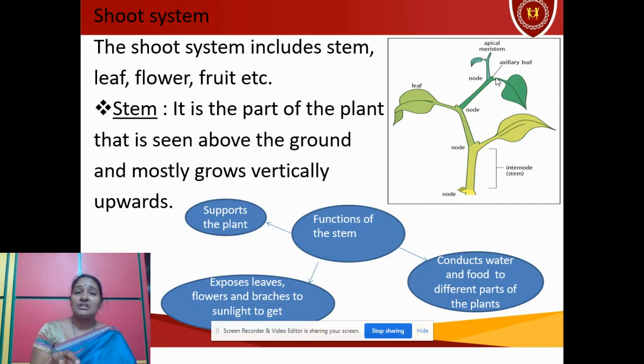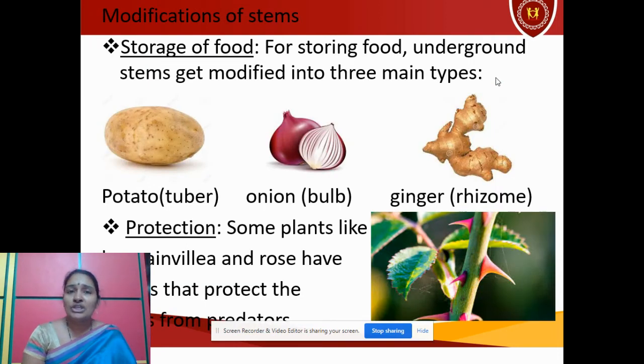Apart from these functions, they have some modifications, meaning some special functions, that we will see now. Storage of food. In the previous recorded video, I talked about storage roots. There we studied carrot, radish, turnip and beetroot. Now here in the stems, we will find potato, onion and ginger. There is some difference. In the storage of food, these stems are underground. Potato you will find under the soil, ginger you will find under the soil, onion you will find under the soil. But actually it is a stem. It is not a root.